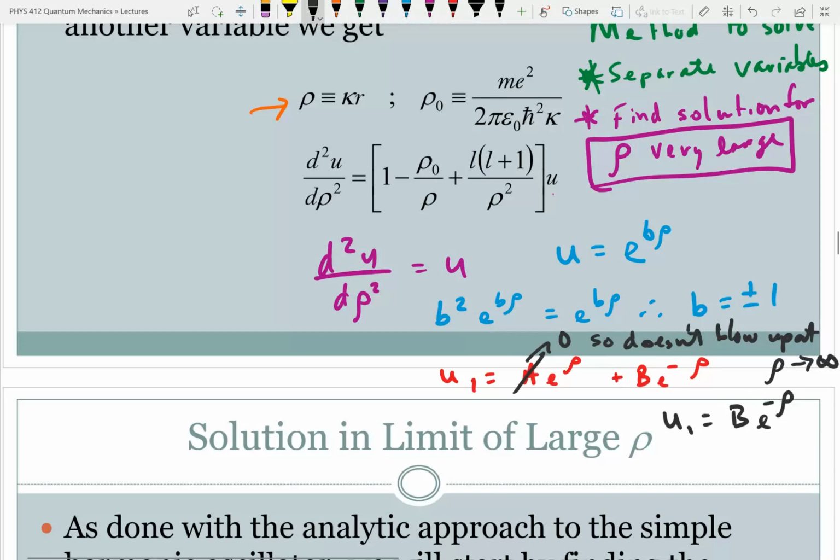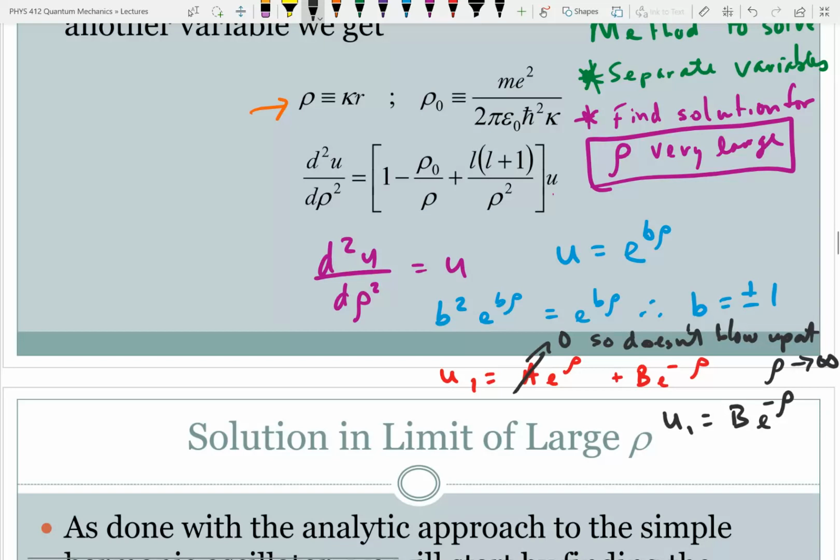That's our long-range solution. Now, what did we do before, after the long-range solution? Then we found the complete solution by multiplying it by an infinite polynomial. This one here is slightly different.